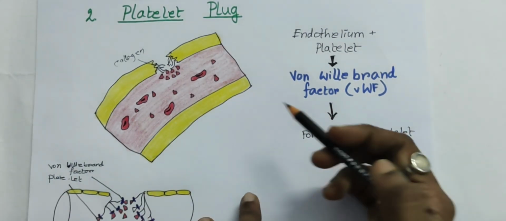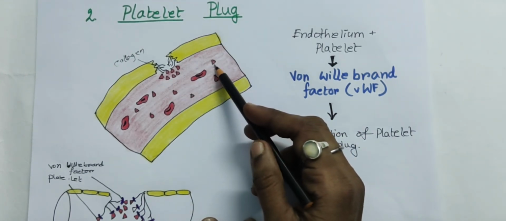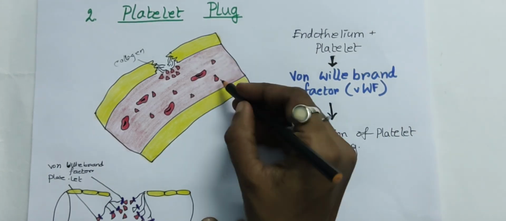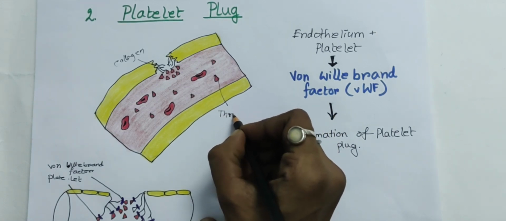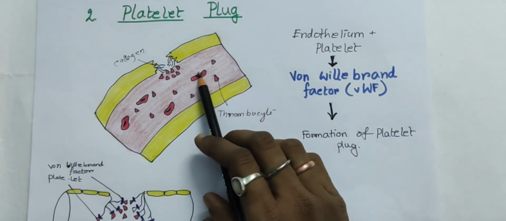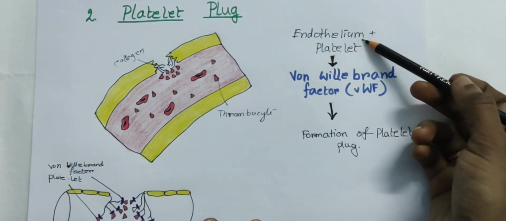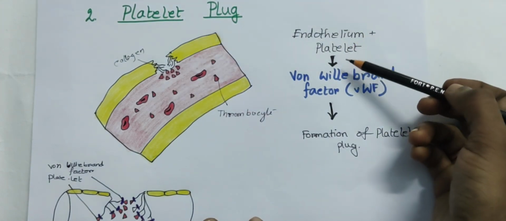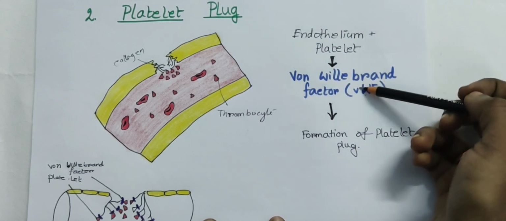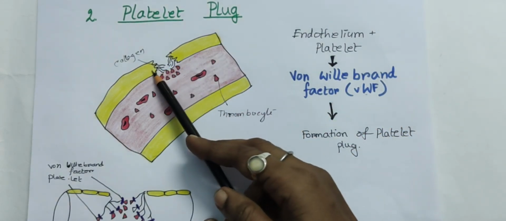Now, here the different types of blood cells are there, RBC, WBC, and also special cells, the platelets. Platelets are also called thrombocytes. These cells come and attach to the collagen fibers. Now what happened here? Endothelium and platelets together activate a factor named von Willebrand factor. That factor helps the thrombocytes, the platelets, to attach to the collagen fiber.